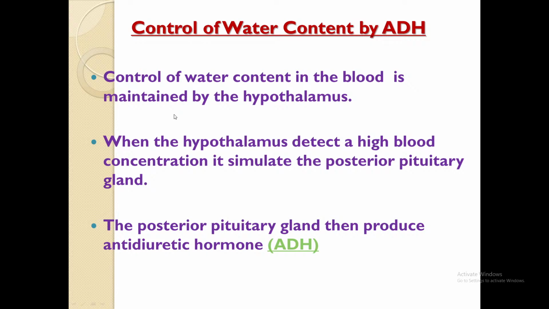Alright, so control of water content is done by a hormone that is called ADH, and ADH stands for Antidiuretic Hormone. In the last pointer, it is actually written out in full there for you. ADH, Antidiuretic Hormone. So this is the hormone that of course stimulates or tells the kidneys how much water to let out in terms of urine, or how much water to reabsorb in terms of what you would have been allowed to urinate out.